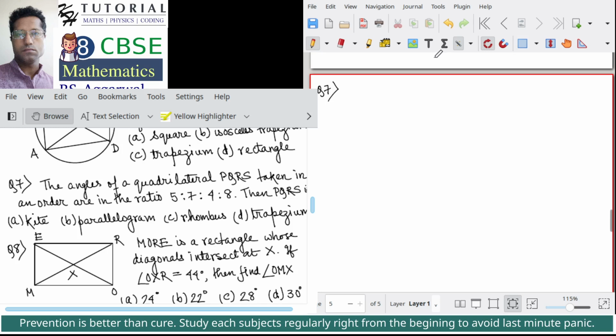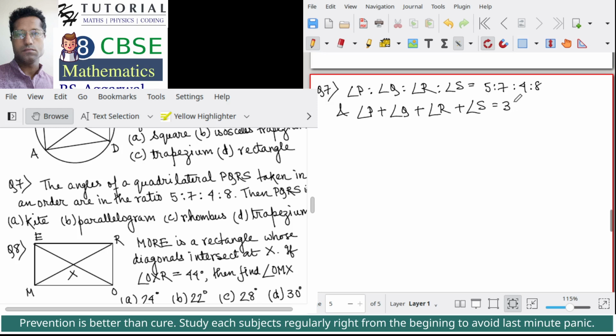PQRS taken in order, that is, it is given that angle P is to angle Q is to angle R is to angle S is 5:7:4:8. Now based on the concept of ratio and proportion, we can find out the value of a particular angle directly, since we know that angle P plus angle Q plus angle R plus angle S is equal to 360 degree. In a quadrilateral, we know the sum of the angles is equal to 360 degree.